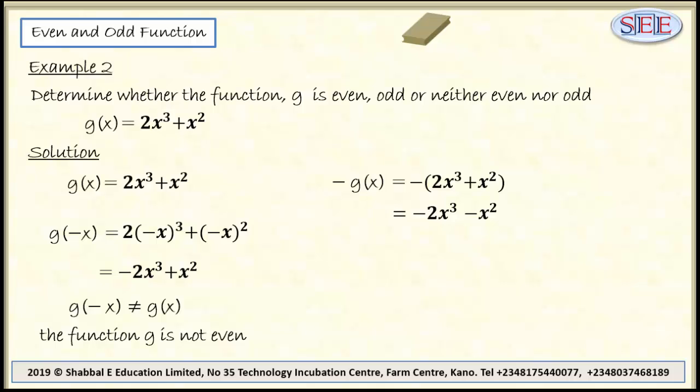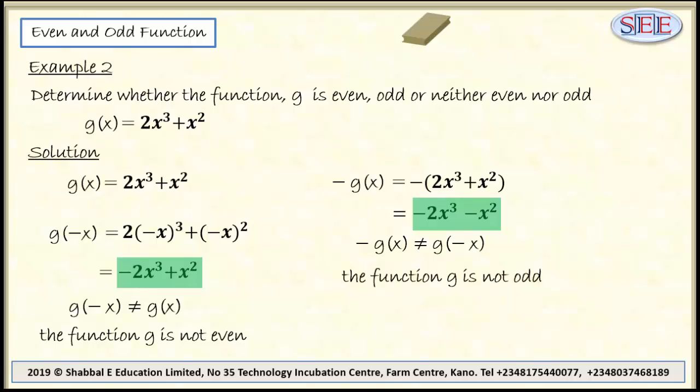So I'll now look at these two, the minus g of x and the g of minus x. I will now compare whether they are equal. Look at the two highlighted now. Looking at these two, they are not the same, because in the g of minus x it is positive x square, but in the minus g of x it is minus x squared. Hence minus g of x is not equal to g of minus x. Then we can now say that the function g is not an odd function.